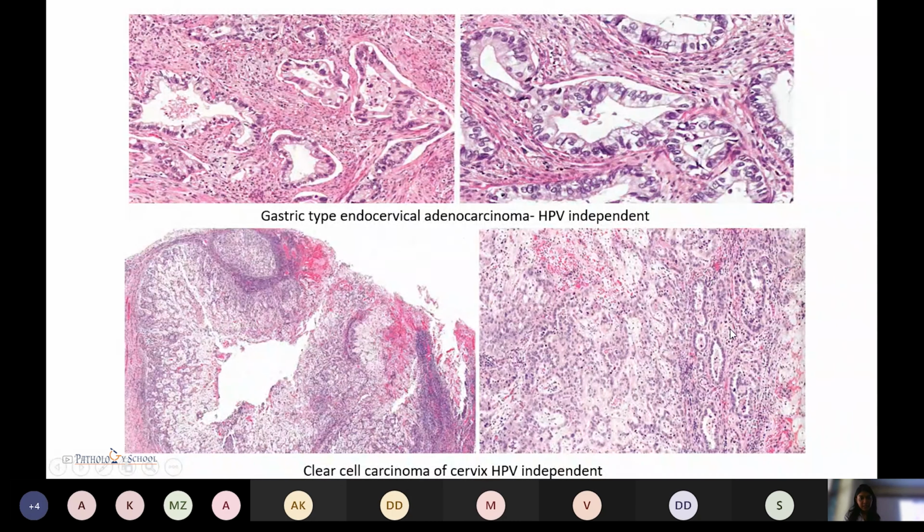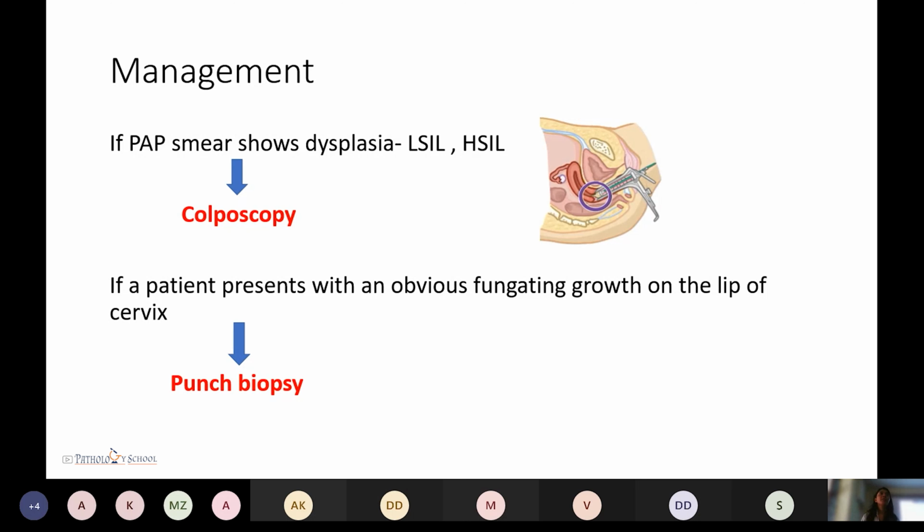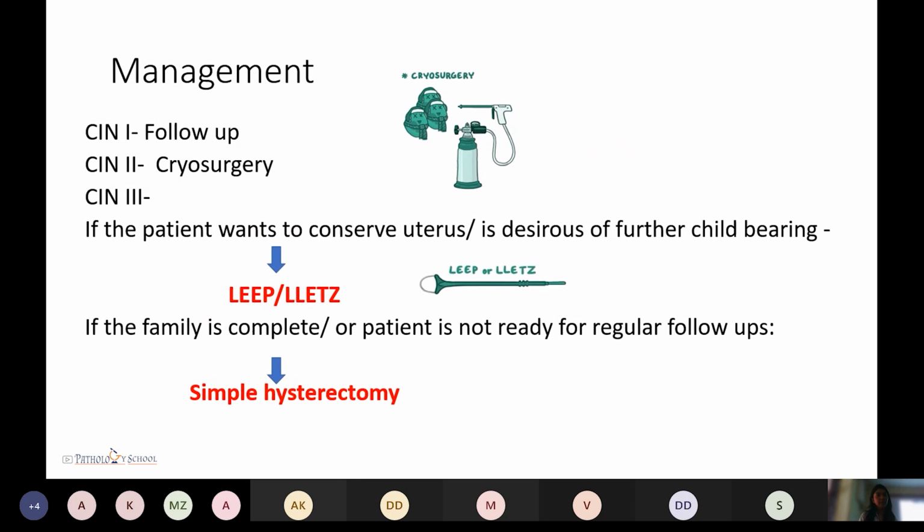Management of carcinoma cervix. So firstly, the patient goes for a screening. The most common screening test done is the pap smear. If the pap smear shows presence of dysplasia in the form of L-cell or H-cell, we further go for a colposcopic test. And also if the patient presents with an obvious fungating growth on the lip of the cervix, then and there on the colposcopic table, or without even the assessment of colposcopy, we can do a punch biopsy.